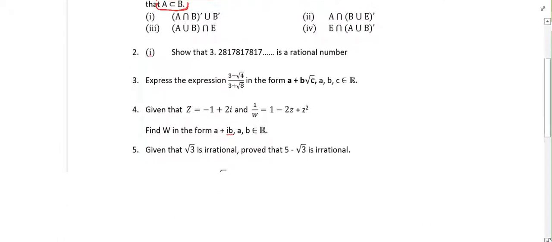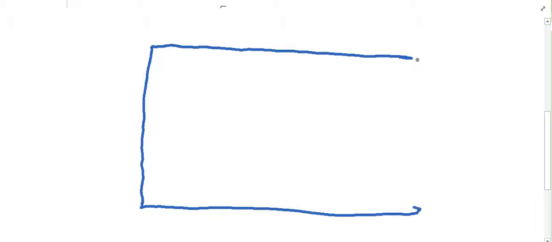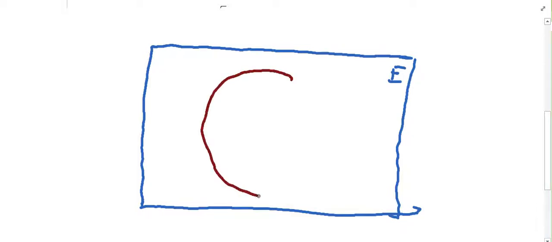Okay, so let me quickly go down and work it out with you. So we are saying E is the universal set. If E is the universal set, we simply know that E will be the rectangle, which I'm trying to draw right now. So this is our set E, and then this set E has two subsets. The first subset is set B. So set B, it is this one there.